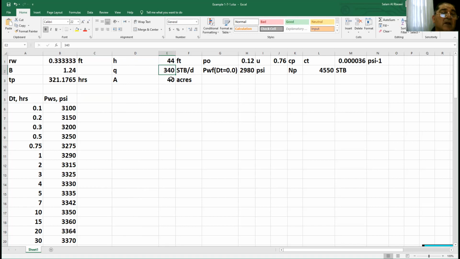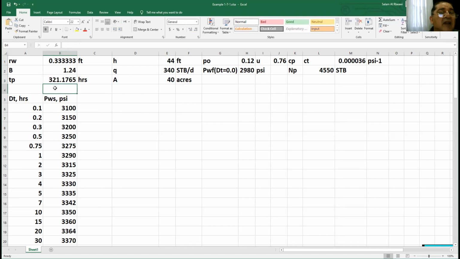Okay. Now, as you know, to go with the Horner plot, we need to know our production time, and it is not given to us. But we can calculate the production time from the cumulative production divided by the flow rate, and this would be in days, and we know that the time should be in hours. So we're going to multiply by 24 so we could have it in hours.